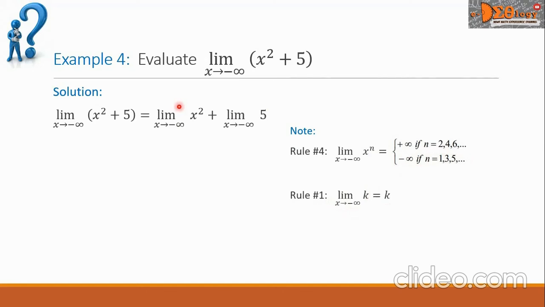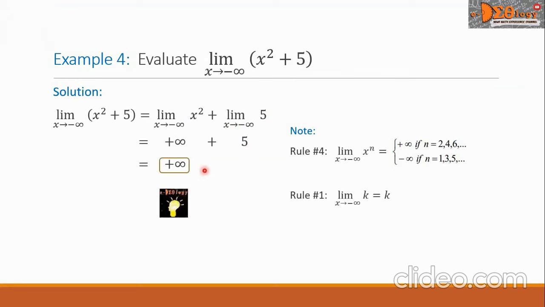It means to say the limit of x squared as x approaches negative infinity is equal to positive infinity, plus the limit of 5 as x approaches negative infinity, which is equal to 5. So in here, positive infinity plus the constant 5. If we add this, the constant will be consumed by the positive infinity behavior. So the final answer is simply positive infinity. This is our final answer.